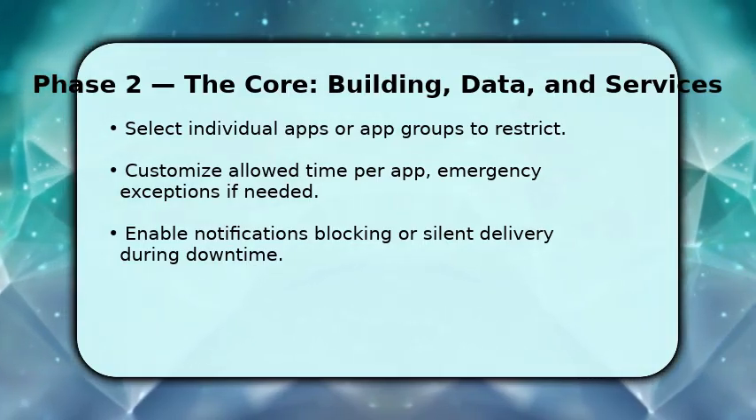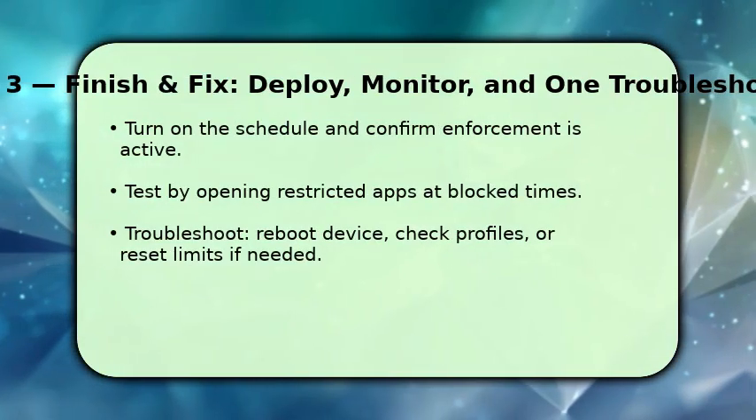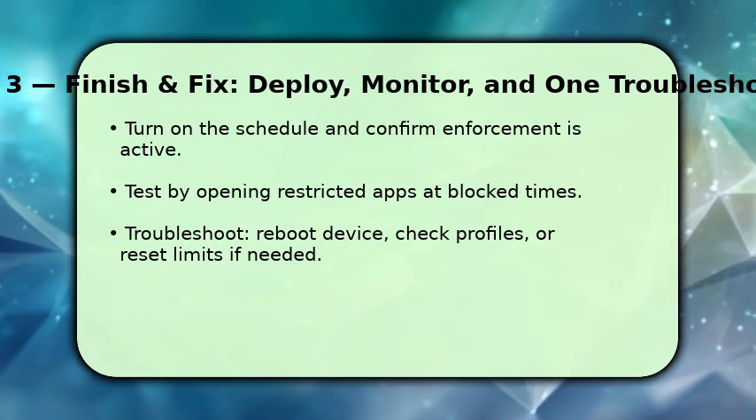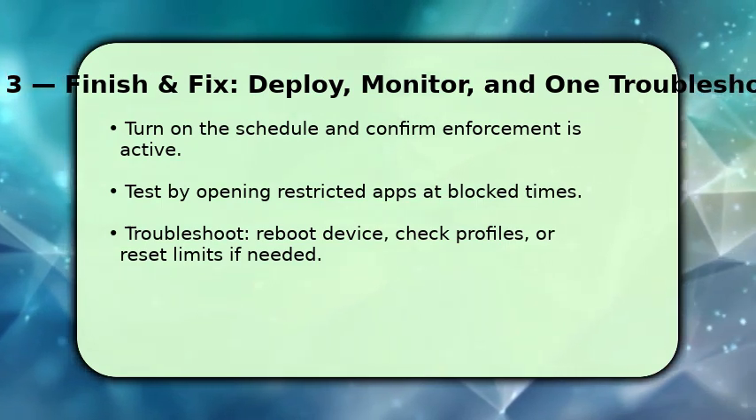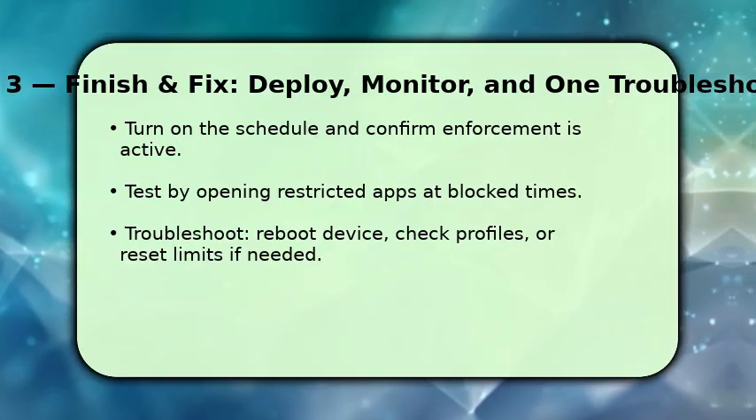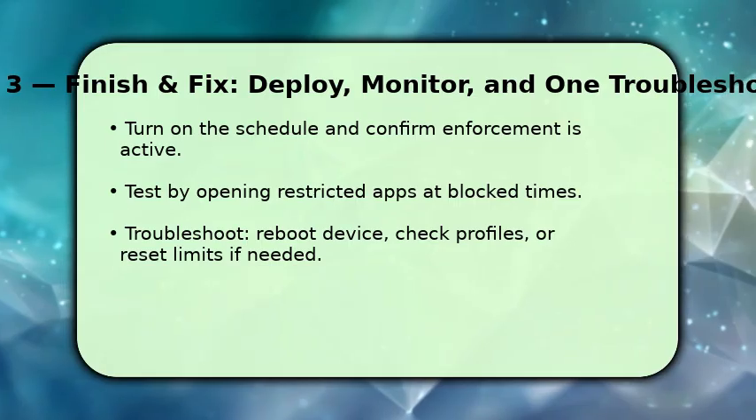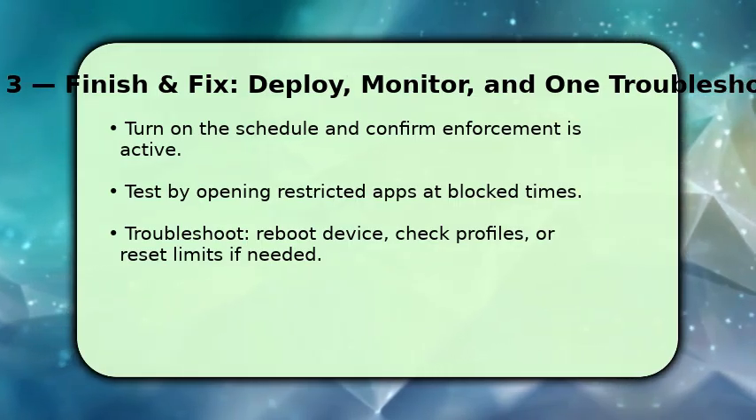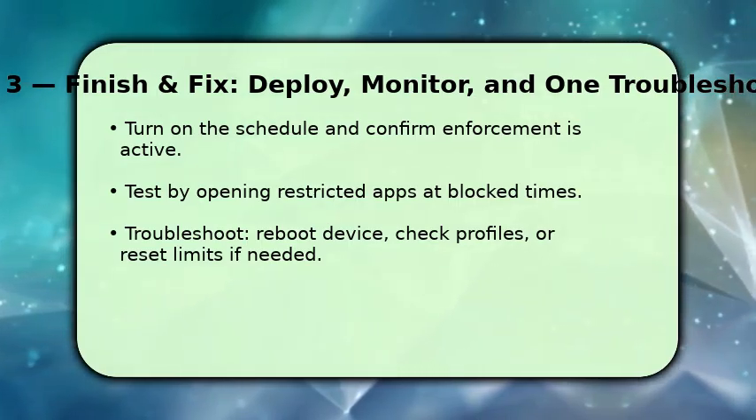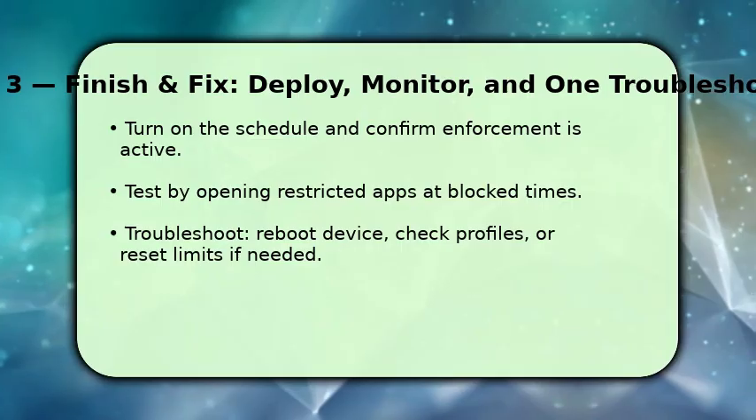Finally, activate the schedule and verify enforcement immediately by testing a restricted app during the downtime window. You should see a blocking screen, time remaining prompt, or automatic silence. If not, make sure the schedule is enabled and the selected apps are correctly listed. Once satisfied, lock settings with a PIN or your account password to prevent easy changes.